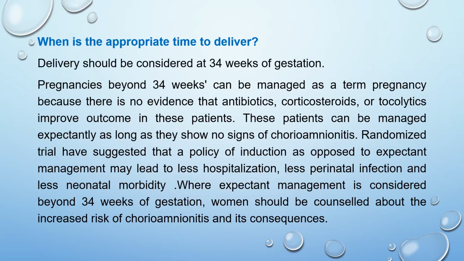Now, what is the appropriate time to deliver? Delivery should be considered at 34 weeks of gestation. Pregnancies beyond 34 weeks can be managed as a term pregnancy because there is no evidence that antibiotic, corticosteroid, or tocolytic improves the outcome in these patients. These patients can be managed expectantly as long as they show no signs of chorioamnionitis.